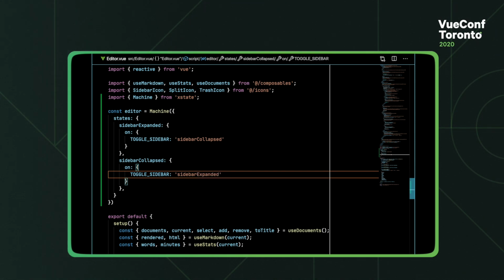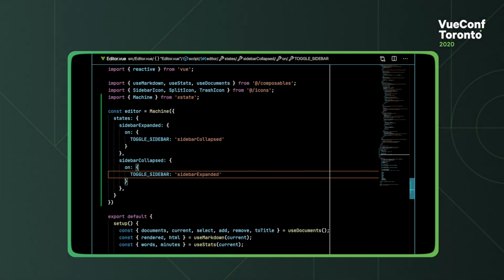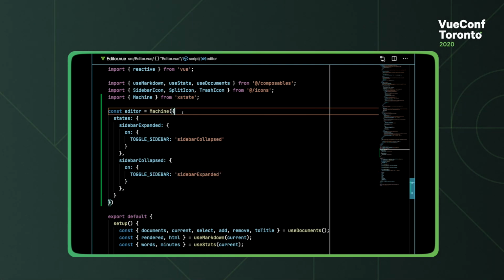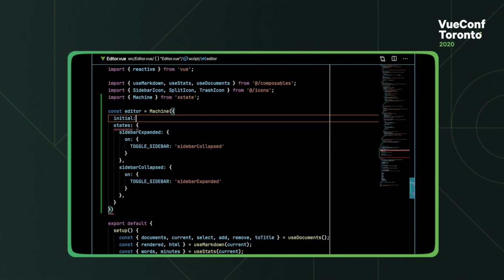So right now we are reproducing that binary state that we had with the Boolean with those two states, and when they are receiving that same event, they would go from one to the other. Finally, because the machine has to be in one state, it cannot be in 0 states or 2 states, we are going to define an initial state. So in our case, we want the sidebar to be expanded by default. So we can say initial sidebar expanded, right?